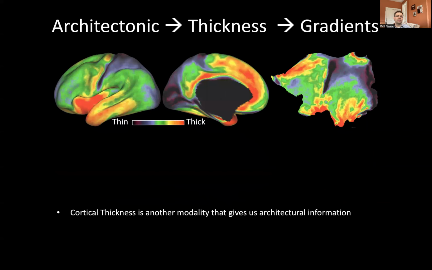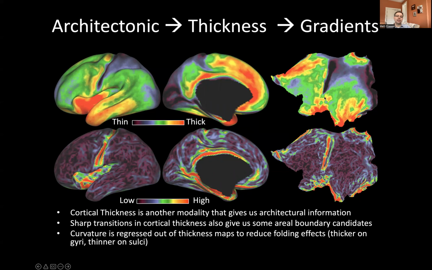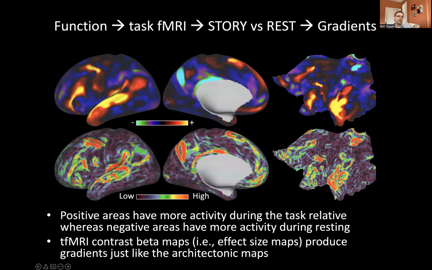So we can do cortical thickness as another approach that gives us architectural information. We can take a gradient of cortical thickness just like a myelin map and see this strong transition between thicker motor cortex and thinner somatosensory cortex right in the central sulcus here. In this case, we've regressed out curvature to reduce the effects of folding on thickness and focus on the effects of cortical areas. You can do it in task fMRI as well. So the positive areas have more activity while listening to a story, whereas the negative areas have more activity during resting. We can take a gradient of a task fMRI effect size map or beta map, just like we did of an architectural measure.